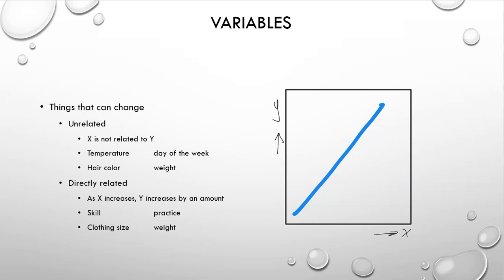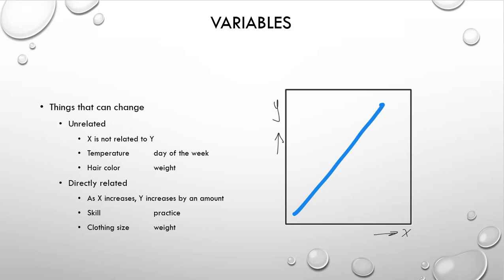And so let's just talk about what variables are. Variables are things that can change. Okay, you can have unrelated variables where X is not related to Y, and so things like that is the temperature outside is not related to what day of the week it is. We've all had cold Sundays and we've all had hot Sundays, so we know that the temperature and the day of the week have nothing to do with each other.